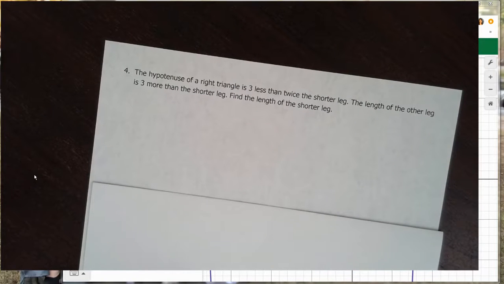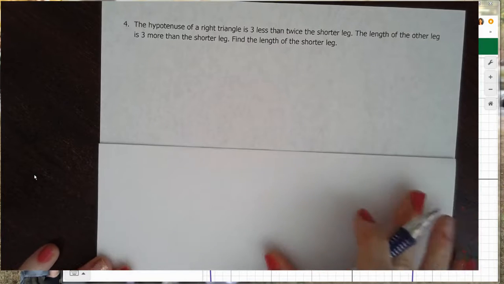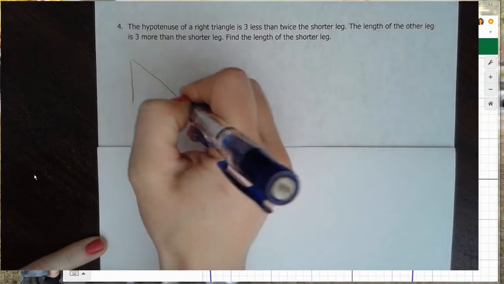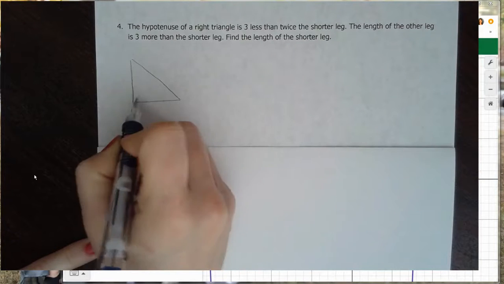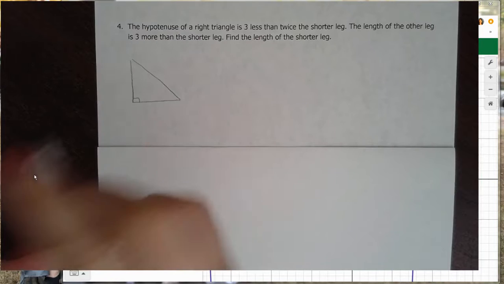Now I'm dealing with triangles. So we are going to have to, again, I highly suggest anytime there is a shape involved, draw yourself a picture. So the hypotenuse is 3 less than twice the short leg. The other leg is 3 more than the short leg. So everything goes back to the short leg.